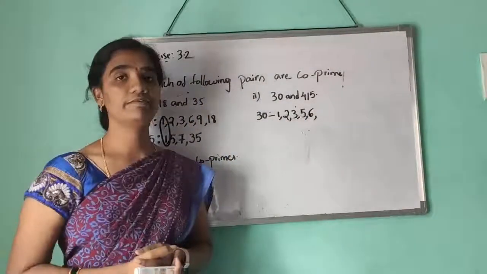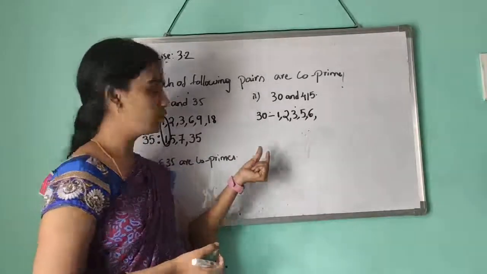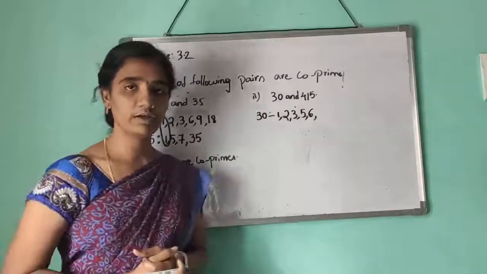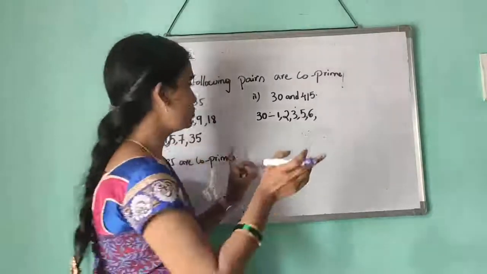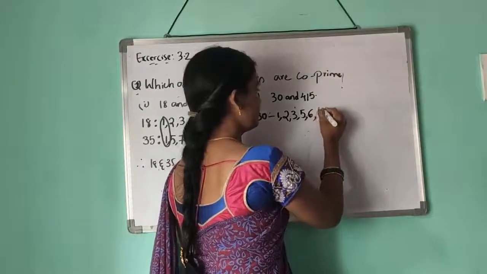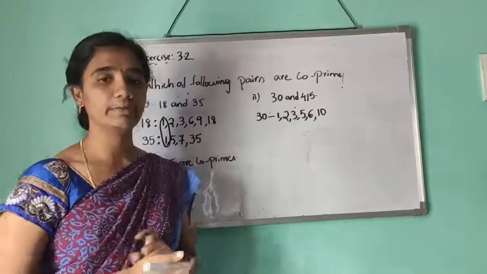Coming to 7. 7 table does not have 30. 30 is not divisible by 7. So 8 is also not a factor of 30. 9 is also not a factor of 30. Then coming to 10. 10 is divisible by 3 times. So 10 is also a factor of 30.